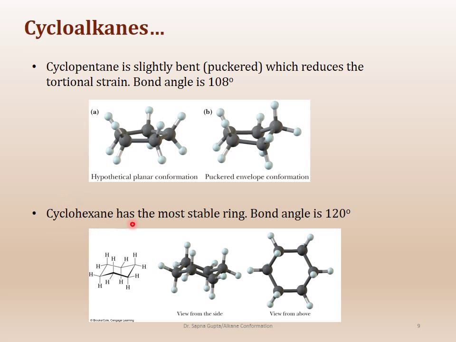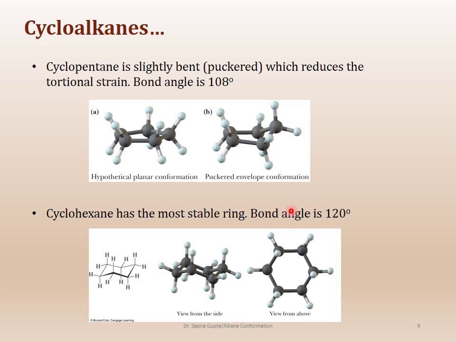And then the cyclohexane ring is one of the most stable rings. The inner angle is 120, and this is what it looks like. It is completely out of plane now. So this is a very stable ring. Cyclohexanes are found in nature all the time. Cyclopentanes and cyclohexanes are very, very common.